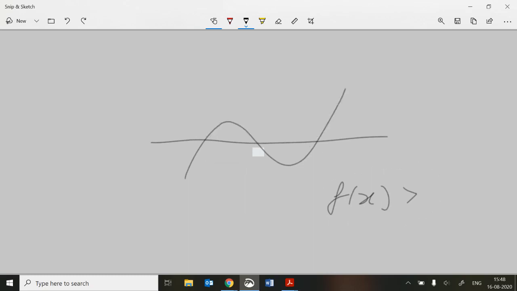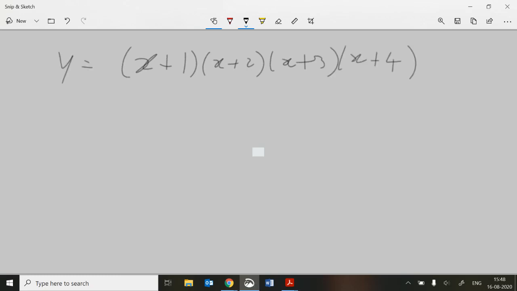Now, I talked about cubics, but I forgot to talk about quartics and quintics as well. And if you have a factorized form in particular, for example, let's go x plus 1, x plus 2, x plus 3, x plus 4. Maybe that's our f of x or our y. Maybe we want to know when is that greater than 0.